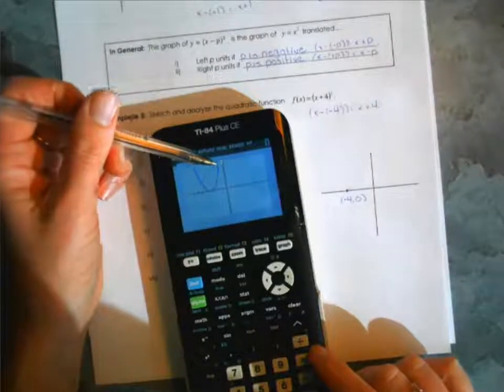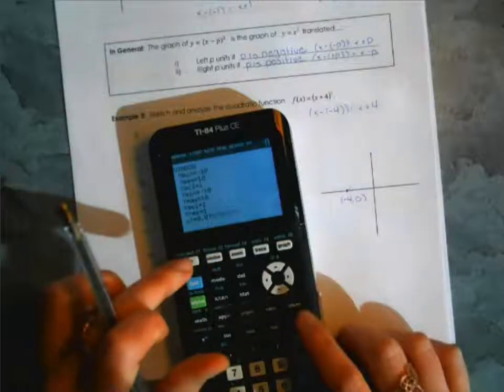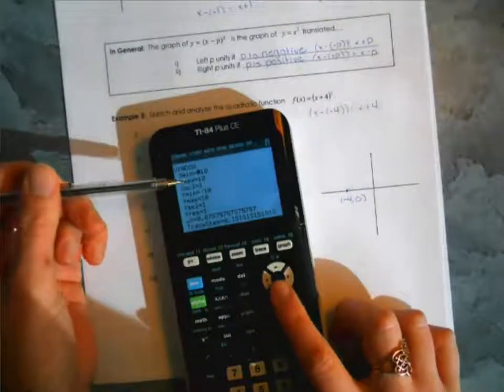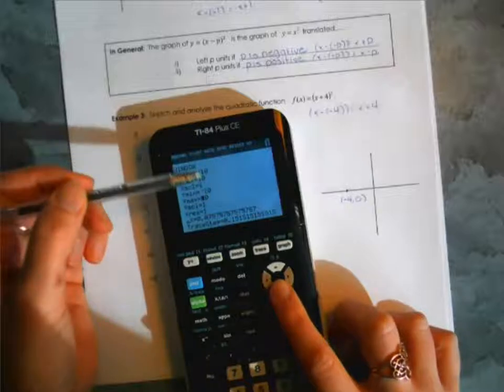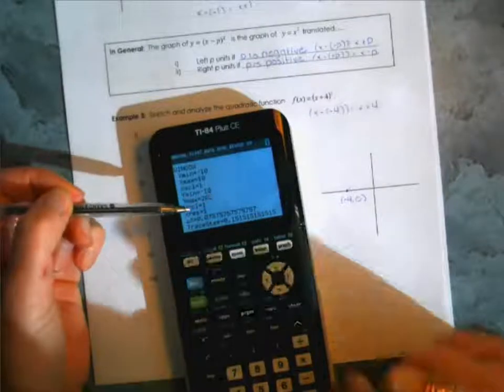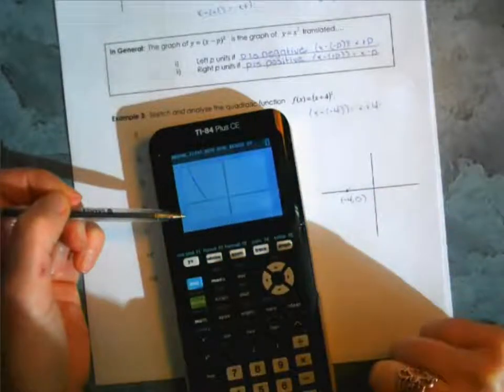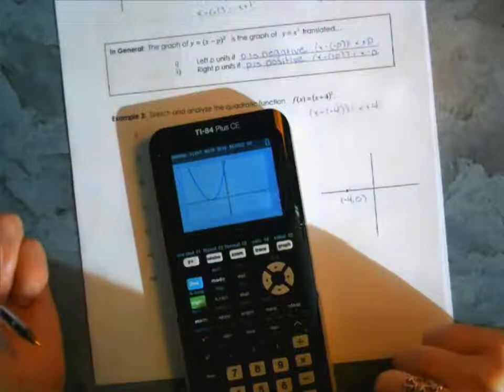Now you can see that it doesn't show up on here really well, so actually normally you would have to reset your window settings. So let's maybe make our y maximum, because 10 isn't high enough, as we can see. So let's maybe make it 20 for now, and then go to our graph. Okay, and now we can see where it's crossing over there.